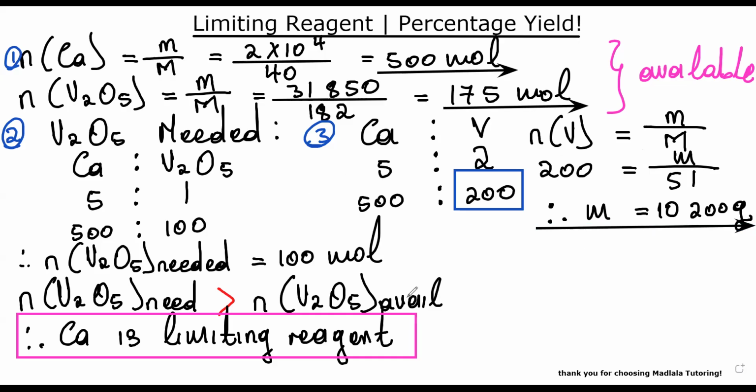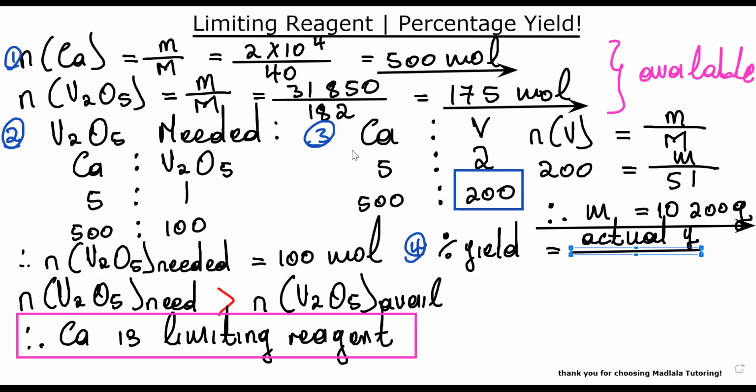So what? Well, now it's time to find the percentage yield, which is our step number 4. You say the percentage yield is equal to the actual yield divided by the theoretical yield. Of course, you write it in full, right?